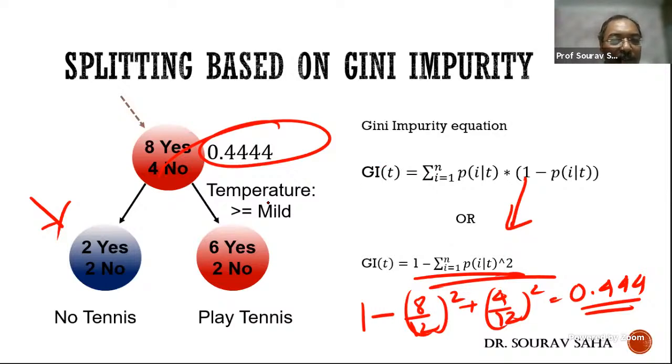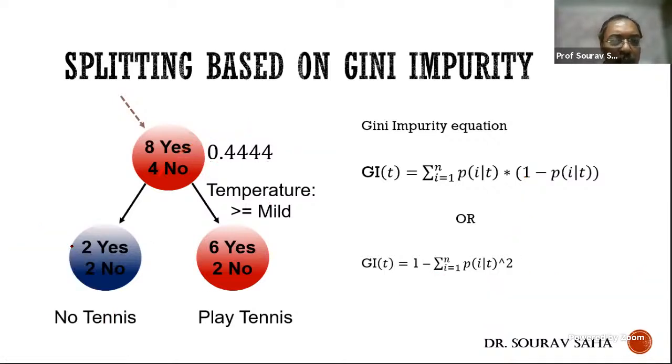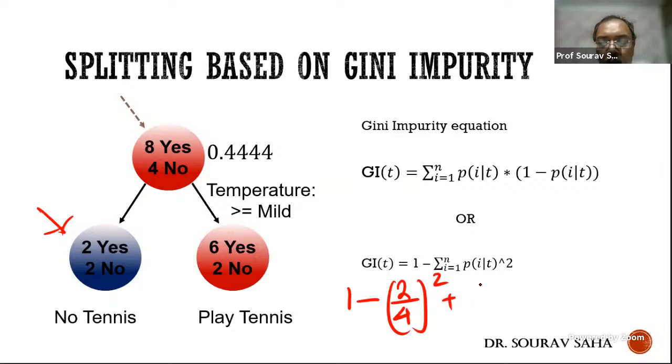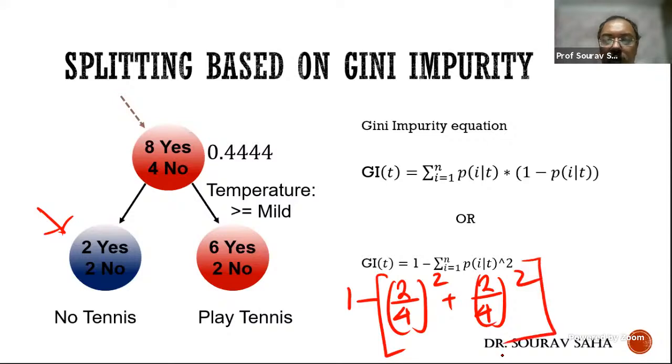Pinkish is saying 0.9375. I'll also have to do the calculation, but on the left hand part, it is 1 minus the probability of these two classes. So the yes class is 2 by 4 square plus the no class is again 2 by 4 square, right? So if I do that, are you getting 0.9375? I don't know. Yeah, I think it is 0.5. Right? Okay, let's quickly proceed.